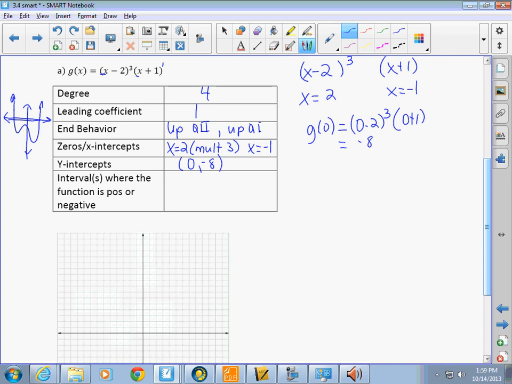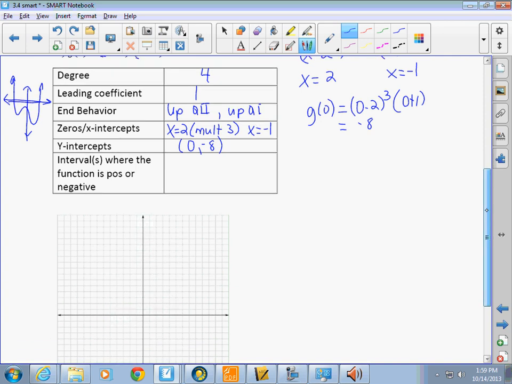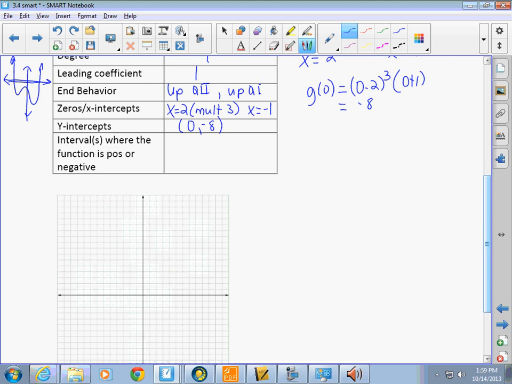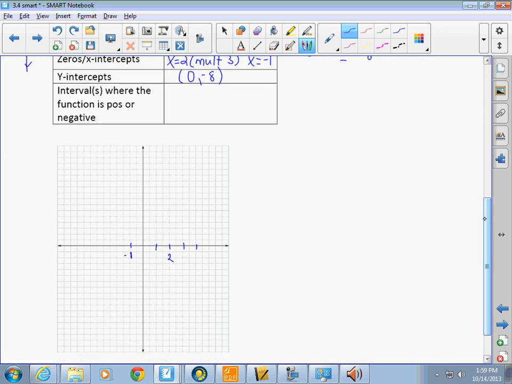And at x is equal to negative 1, it's going to touch or cross or do both, depending on the multiplicity. So at x is equal to 2, and I'm just going to tick these off at every second one. So this is x is equal to 2. X is equal to negative 1 will be here. And then my y-intercept is important because that's going to tell me where this graph is going to cross that y-axis. So I'm going to go down just by ones: 1, 2, 3, 4, 5, 6, 7, 8. So this is negative 8 there. Label my axis because it isn't on here.